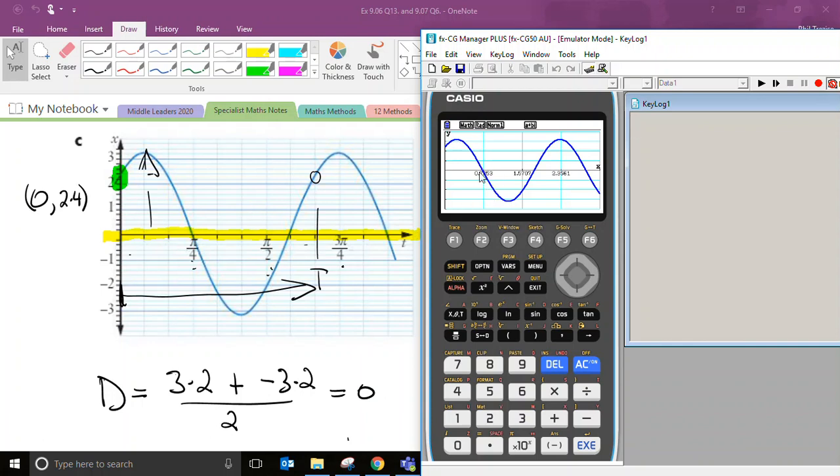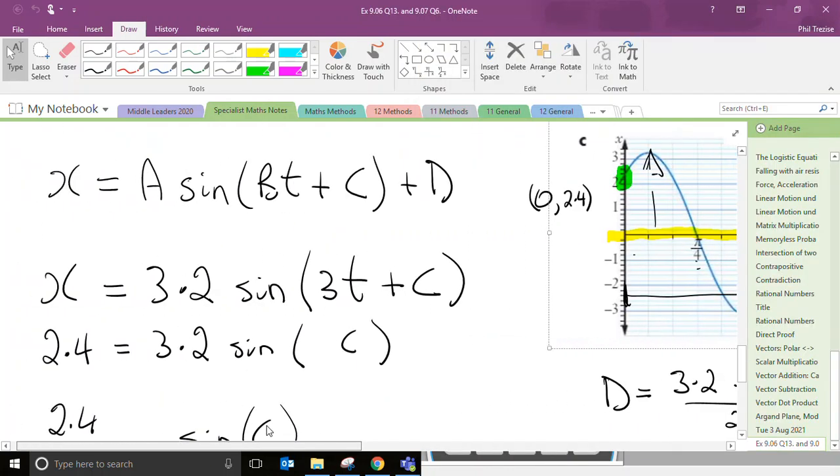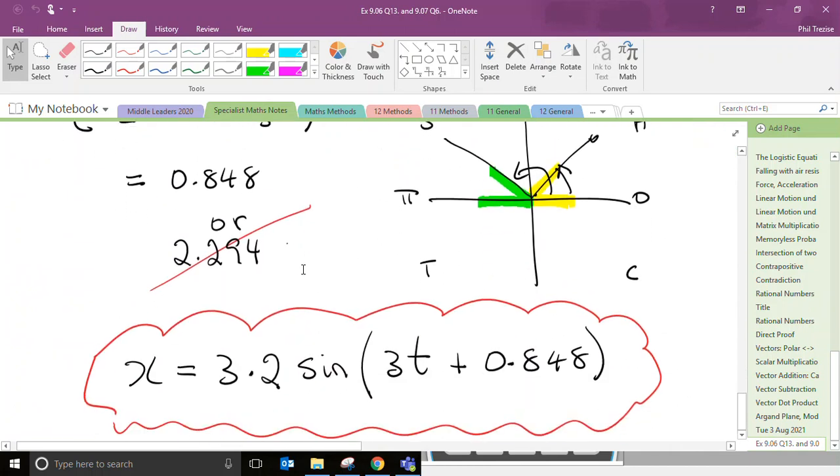Now, you see, remember how I've put steps of pi over 4? So that intersection point is pi over 4. Then we come back up to here, then we go up to there, and by the time we get to 3 pi over 4, we're at a crest. It looks like it's doing the job. We're done. We've got it. The equation of that graph is of the form 3.2 sine of 3t plus 0.848.